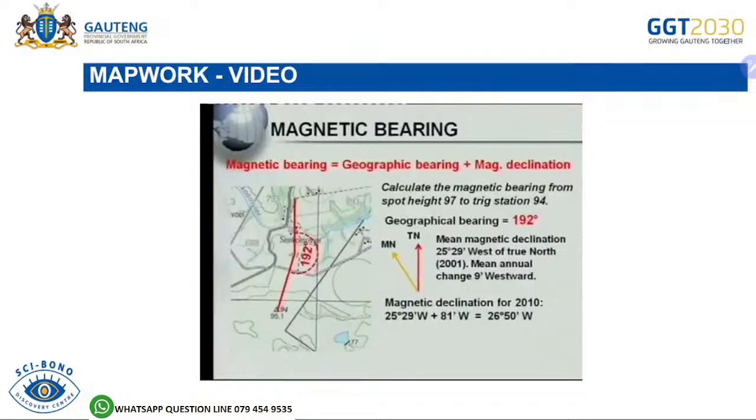So what's happening now is that we've got to add the 25 degrees 29 minutes west plus the 81 minutes towards the west, and my answer there would be 26 degrees 50 minutes west. Then add the geographic bearing, and my answer would be 218 degrees 50 minutes.